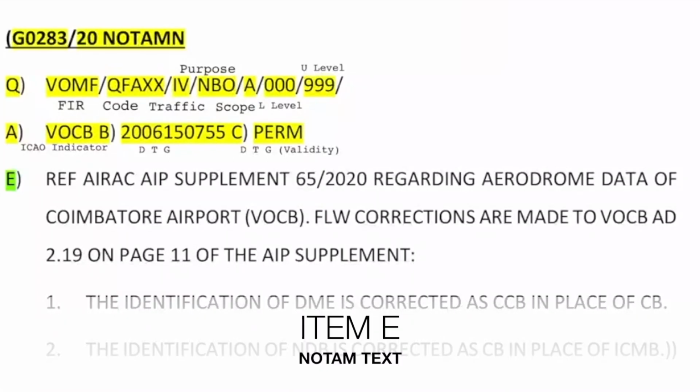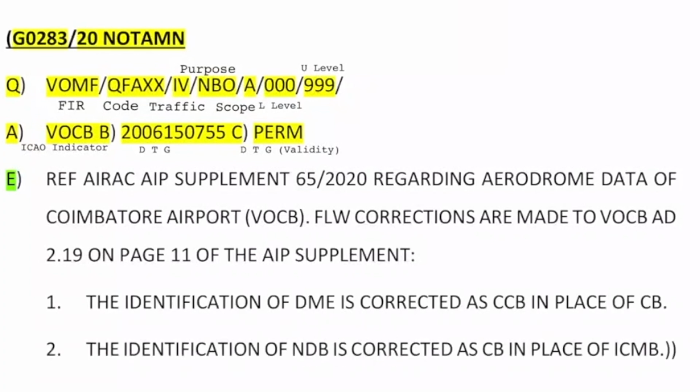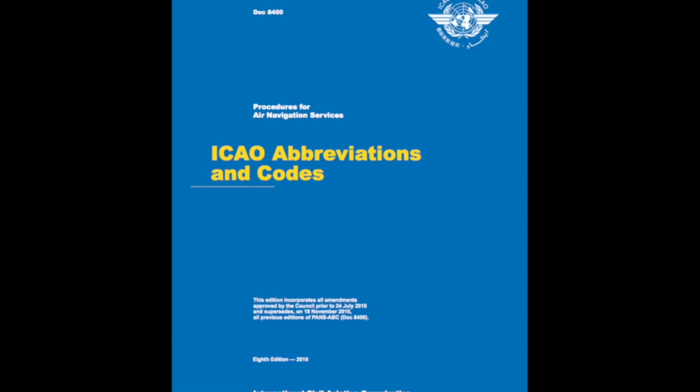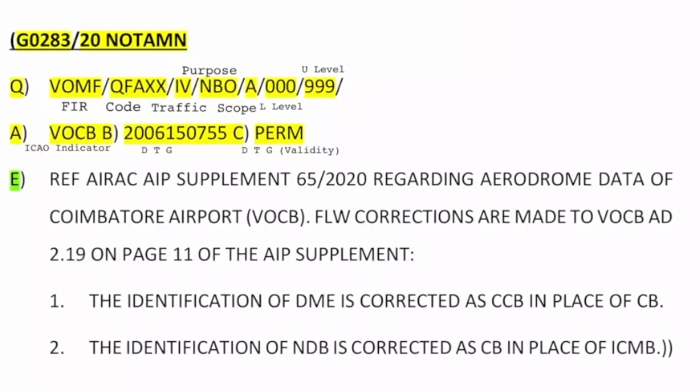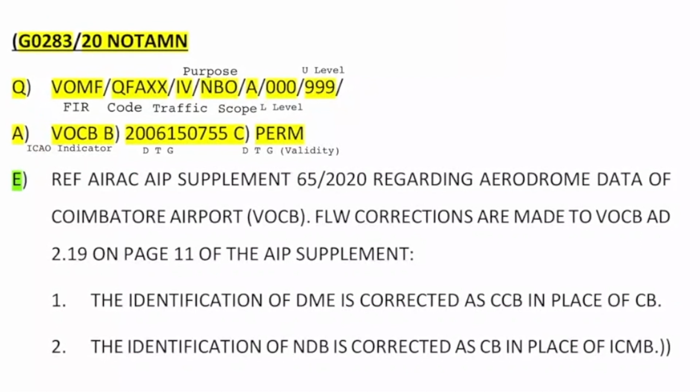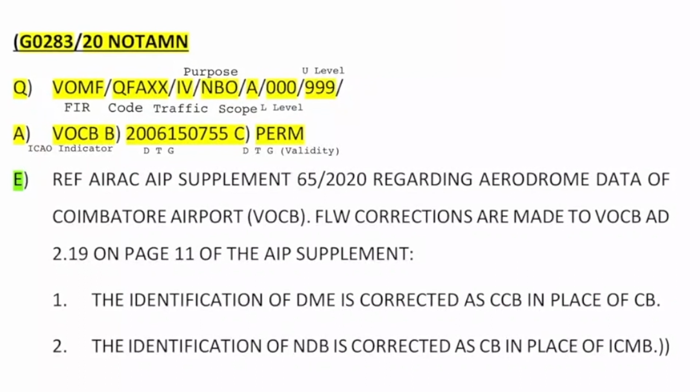Item E. This item is called NOTAM text. This tells us in detail about the subject of the NOTAM. Now this part has a number of abbreviations and all of them can be found in Doc 8400 of the ICAO manual. But to be honest, you do not need to memorize any abbreviation. Once you're regular with reading NOTAMs, this just comes automatically.